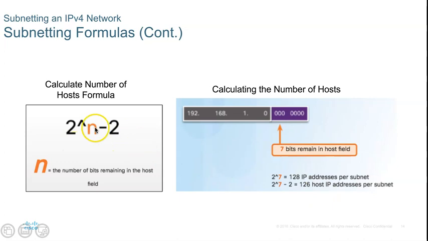Again, for the network, 2 to the power of n is what you want. But for the host, you always do 2 to the power of n minus 2. So I repeat again, we'll always exclude the first and the last one, where the first one is always 0, and the last one is always 1.